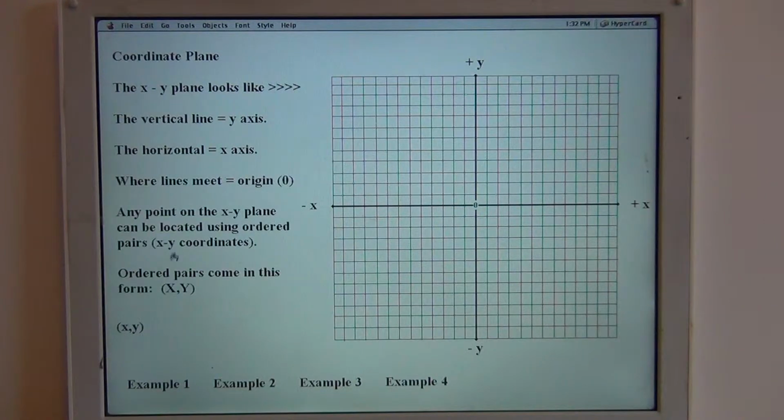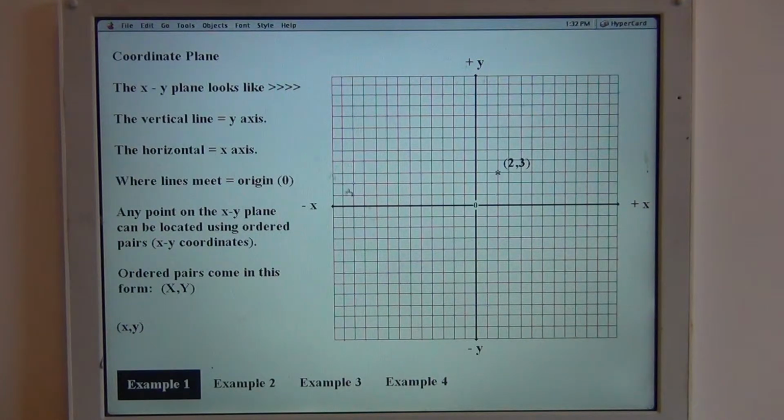So let's take a look at ordered pairs. Any point on this coordinate plane, any point in the world, any point in the universe, can be defined by a pair of numbers, by two numbers. And they're always written this way: the x value is first and the y value is second. Let me give you an example.